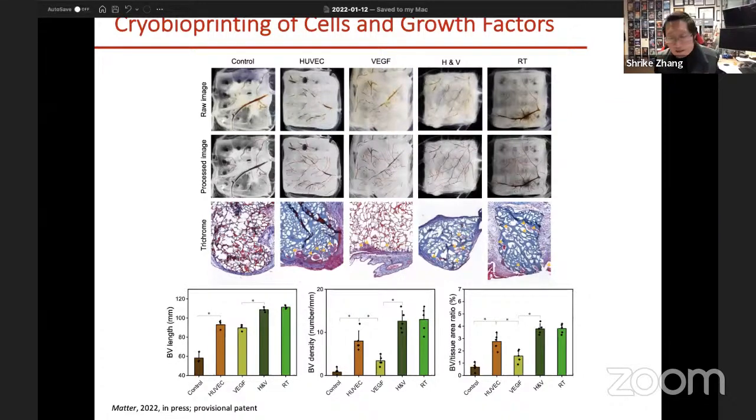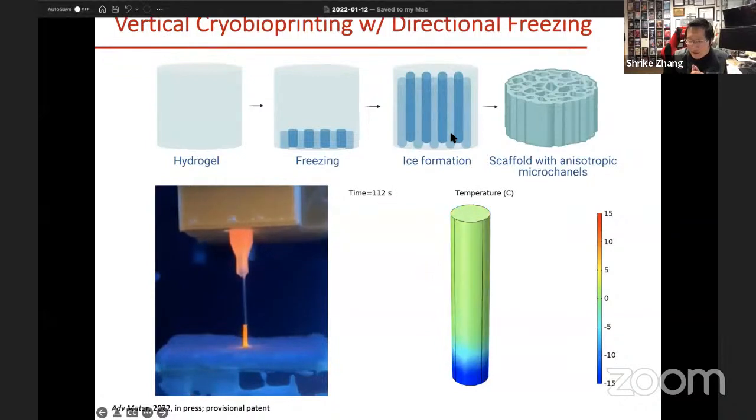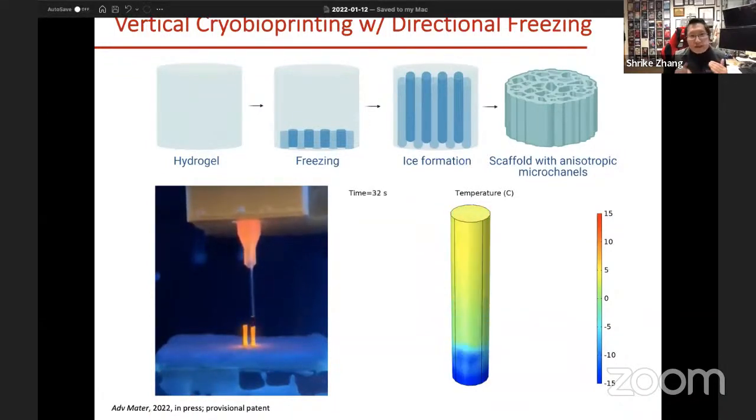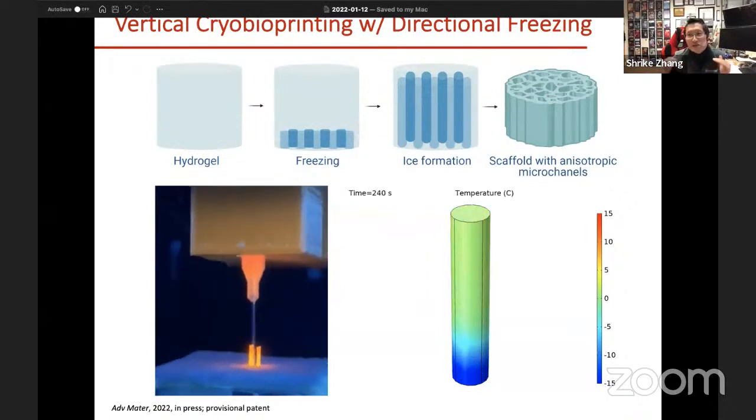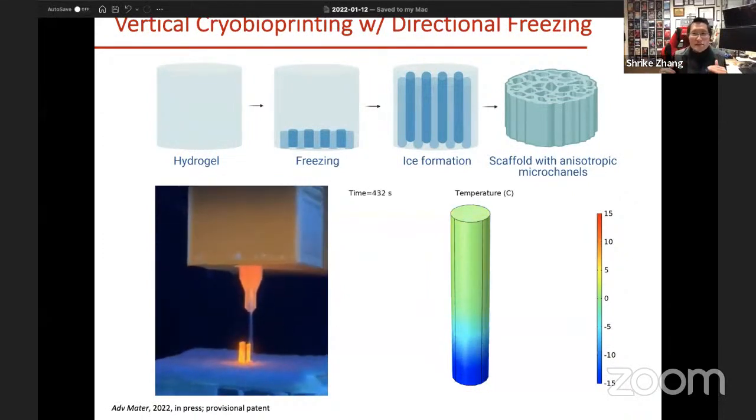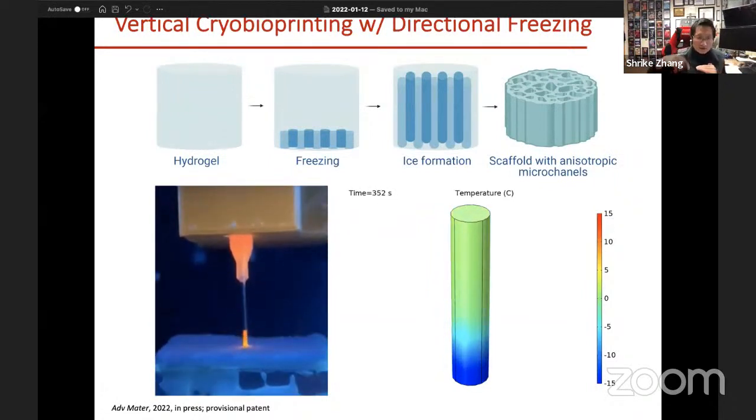All right, so this is the basic version of the cryo bioprinting. So what can you do with the technology in terms of the final applications? We then actually had another variation of the cryo bioprinting, which we term vertical cryo bioprinting. We found that instead of cryo bioprinting these structures in a layer by layer manner, you can start to print these structures in a vertical way.